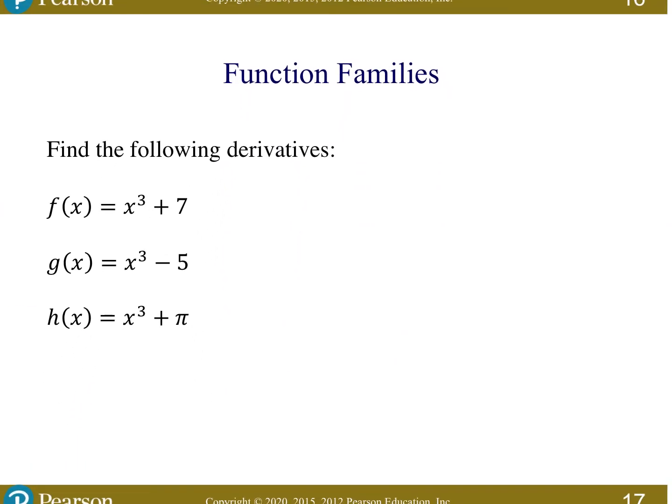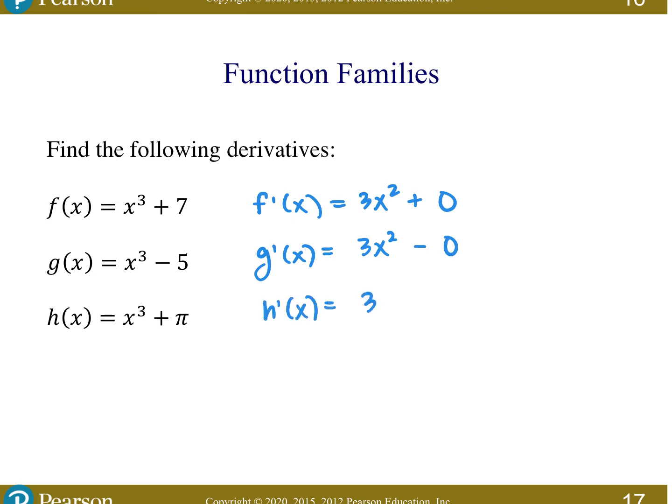So when we look at derivatives, we find out that we've got what's called a function family. So if the function is f, then f prime is the derivative of x cubed, which is 3x squared, and the derivative of 7, which is 0. And then g prime is 3x squared minus 0. And the derivative of h is 3x squared, and the derivative of pi is 0. So all of these are what we call our plus c values.